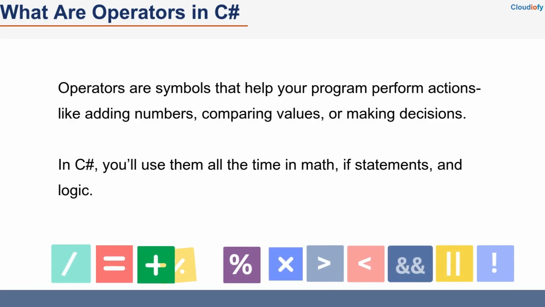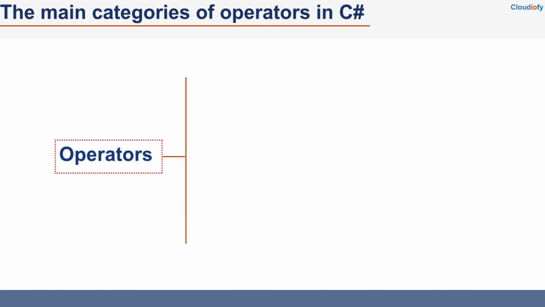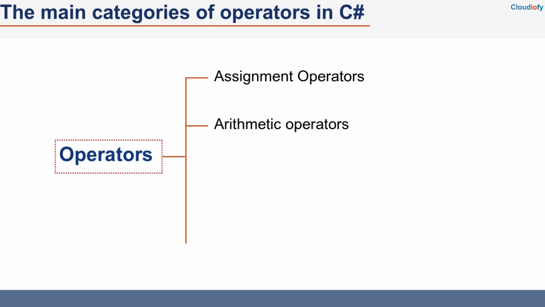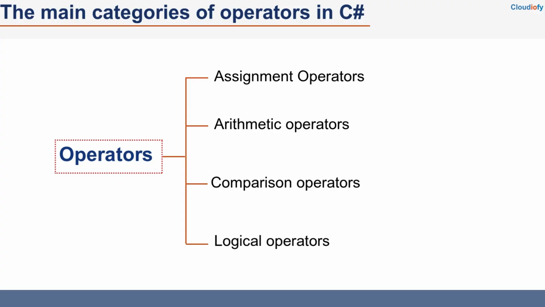These operators are grouped into different categories based on the type of operation they perform. Here are the main categories. Assignment operators are used to assign values to variables. Arithmetic operators help you do math. Comparison operators check if values are equal, greater, or smaller. Logical operators connect multiple conditions. These are the most commonly used types of operators in C#. Let's explore each of them in detail.